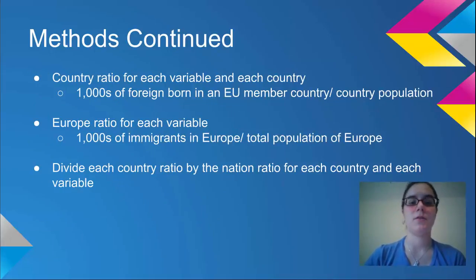First, to find the location quotient, you have to find the country ratio for each variable and each country. To do that, you took the thousands of foreign-born in an EU member country divided by the country population. Europe's ratio for each variable is the thousands of immigrants in Europe divided by the total population of Europe. Then I divided each country ratio by the nation ratio for each country and each variable.